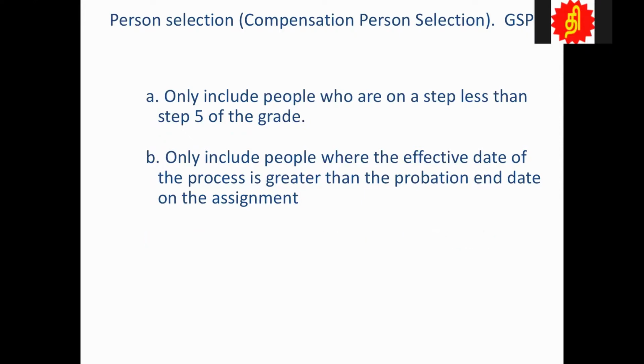So today we are going to look at two things for validation. If the person is in grade sequence 5 or more, or if the person is in the probation period, then we exclude the person. Now let's get into writing the fast formula.